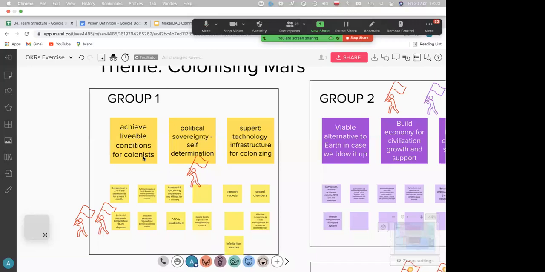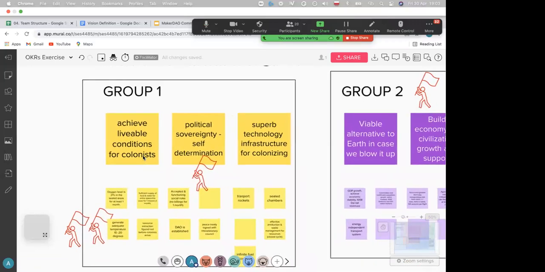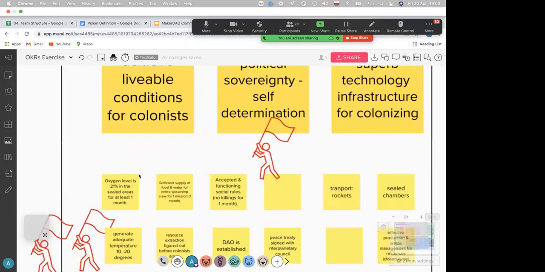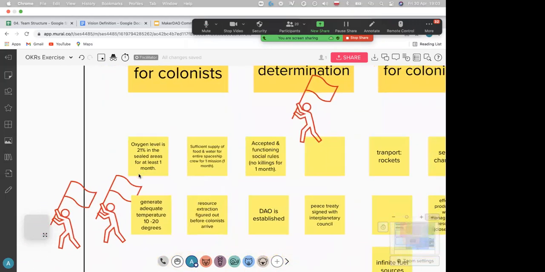So our first objective is to achieve livable conditions for colonists. The first key result is that we have to produce breathable air, which means a proportion of 21% oxygen and 78% nitrogen, because at other ratios the gases are toxic. We have to generate an adequate temperature, something between 10 and 20 degrees Celsius could be suitable. We have to generate a sufficient supply of food and water, at least for one crew for 1 month, and also resource extraction, figured out before the colonists arrive.